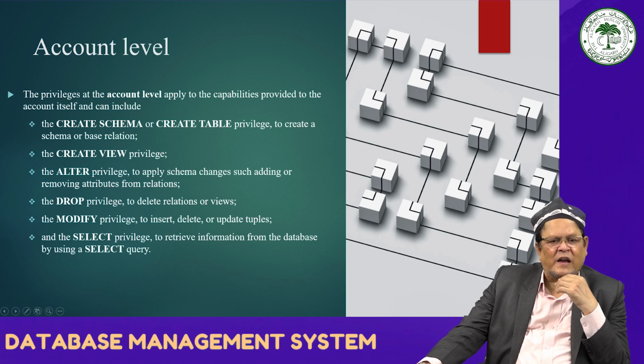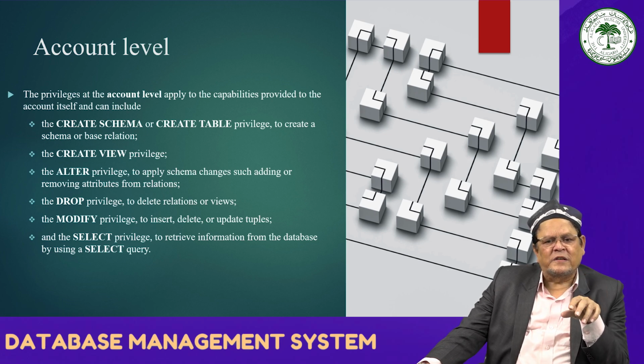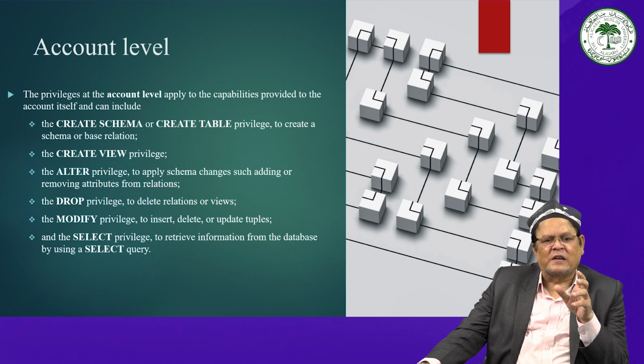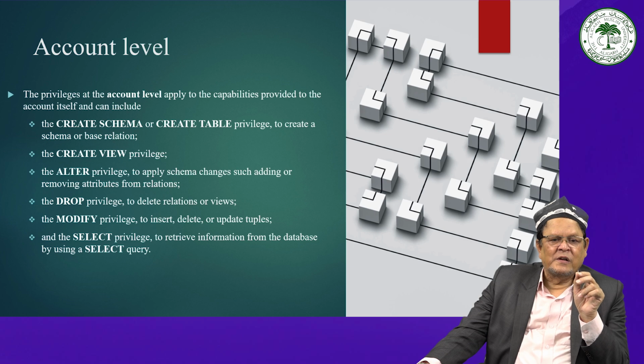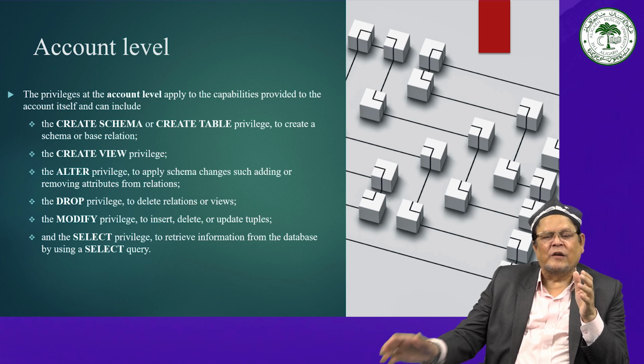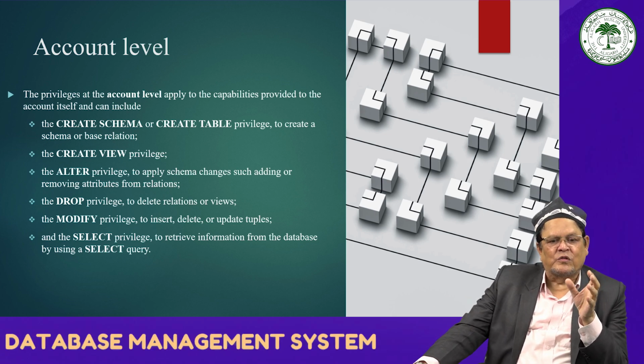The privileges at the account level apply to the capabilities provided to the account itself and can include the create schema or create table privilege, to create a schema or database relations. The create view privilege you can give at account level. The alter privilege is for schema changes, where you can add, delete, modify, or remove some attributes from the relations. And the drop privilege is to delete a relation or view. The modify privilege means to insert, delete, or update tuples.